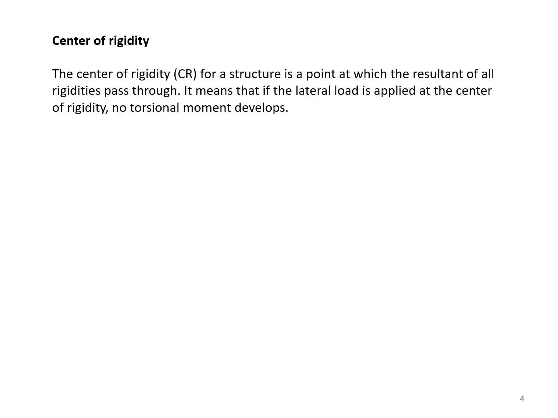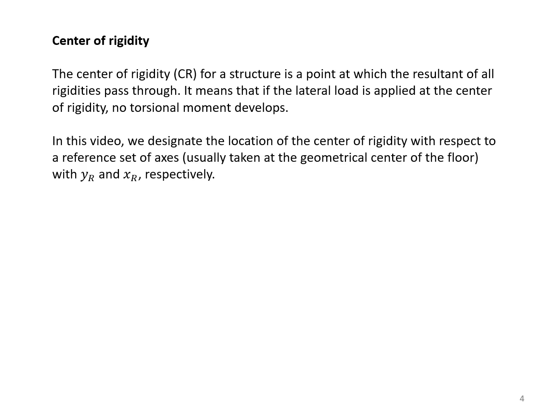Center of rigidity. The center of rigidity, CR, for a structure is a point through which the resultant of all rigidities passes. It means that if the lateral load is applied at the center of rigidity, no torsional moment develops. In this video, we designate the location of the center of rigidity with respect to a reference set of axes, usually taken at the geometrical center of the floor, with YR and XR respectively.